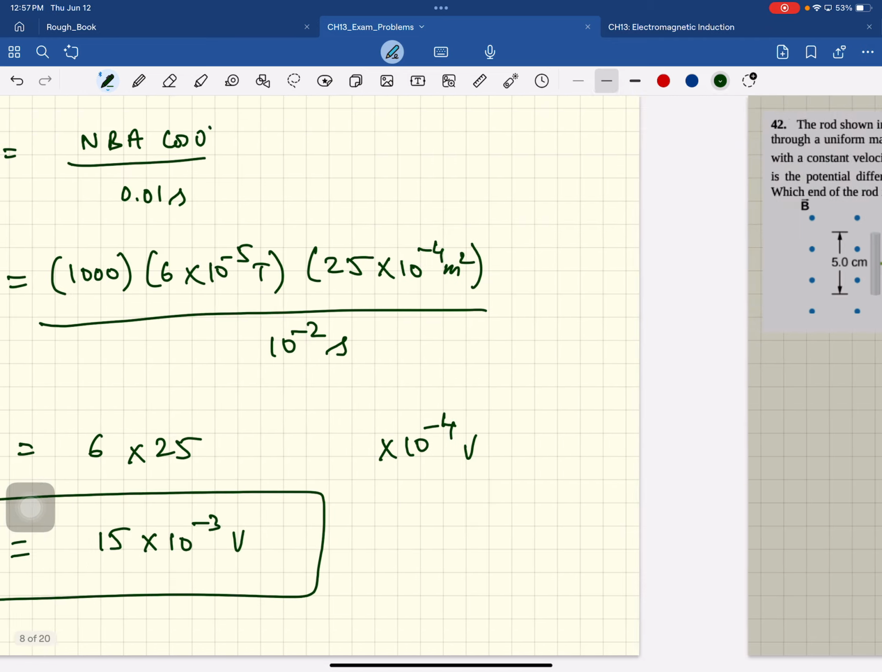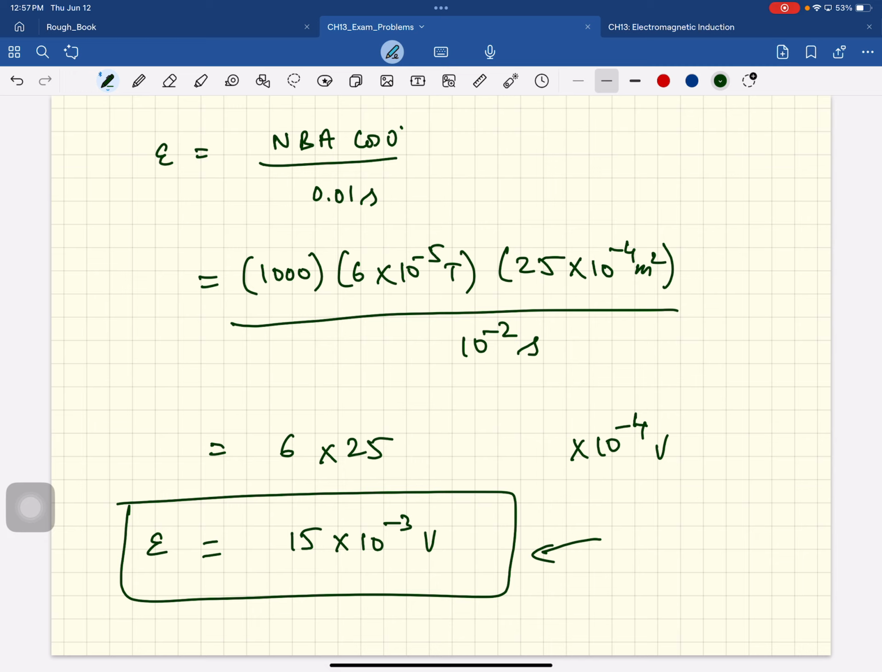And again, see, 15 millivolts is induced. How long is it induced for? 0.01 seconds. Okay, so for 10 milliseconds.